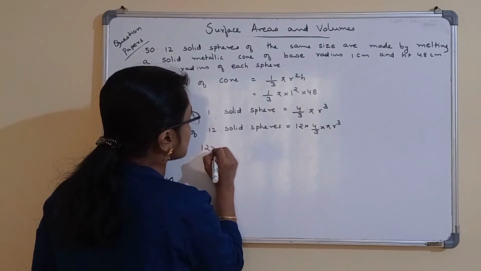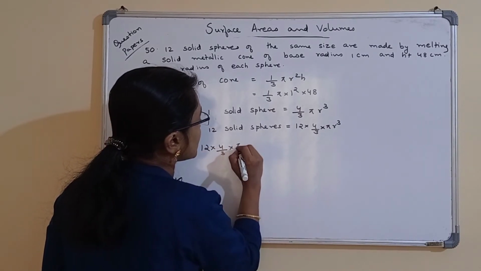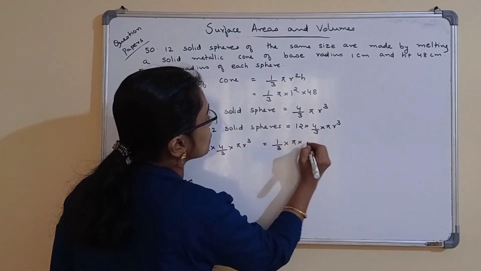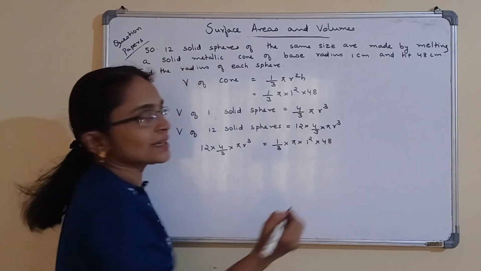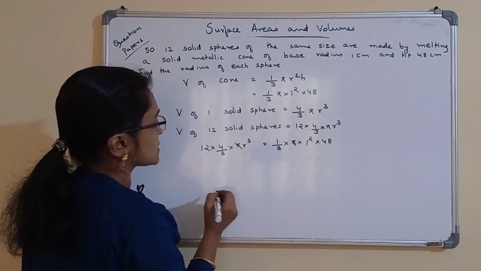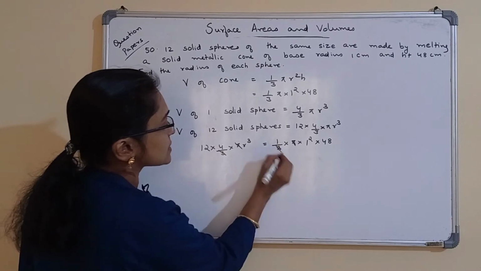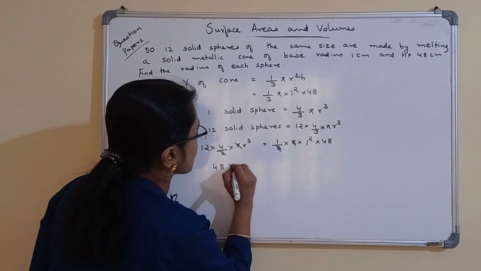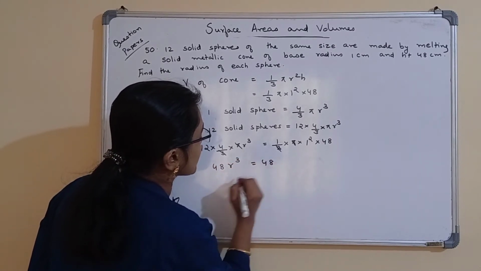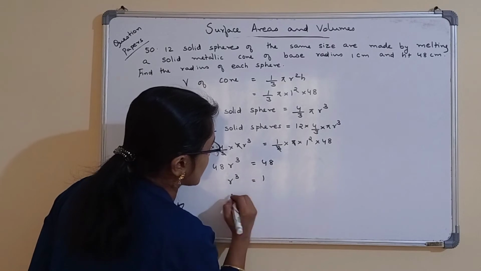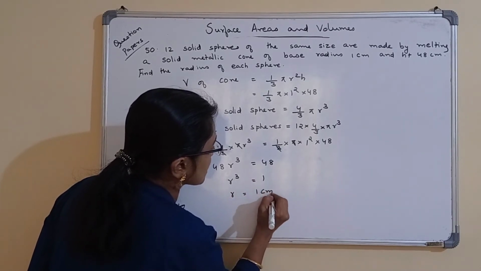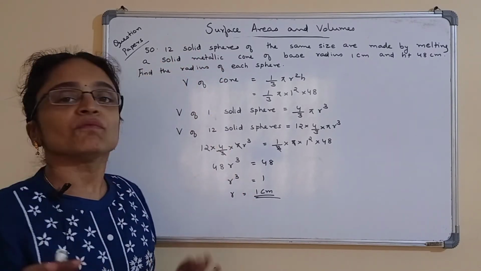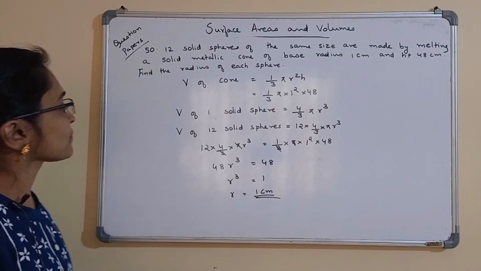So 12 into 4 by 3 into pi r cube will be equal to 1 by 3 into pi into 1 square into 48. Pi and pi will get cancelled and the 3 will get cancelled from both. Now 12 into 4 is 48. 48 r cube is equal to 48, which means r cube is equal to 1. That is, r is equal to 1 centimeter. So the radius of one solid sphere is equal to 1 centimeter. Okay.